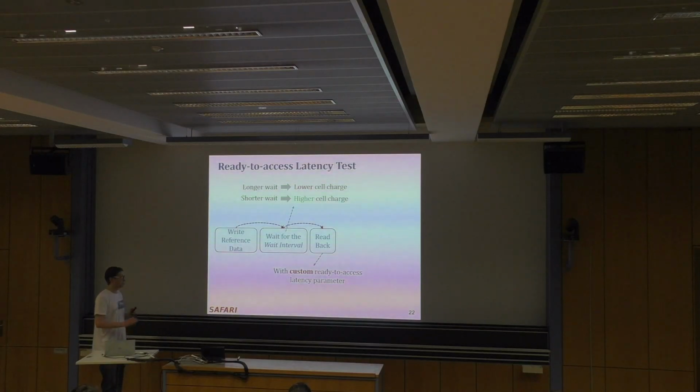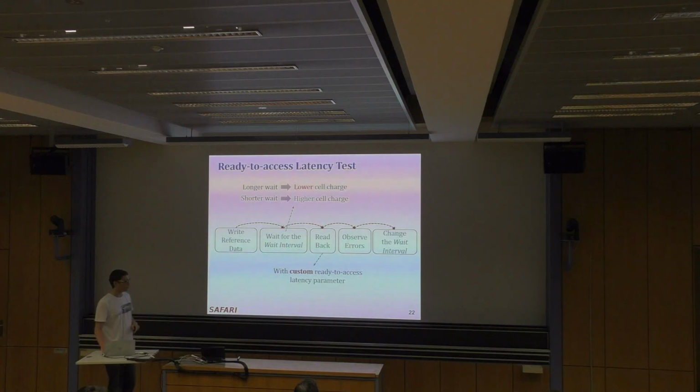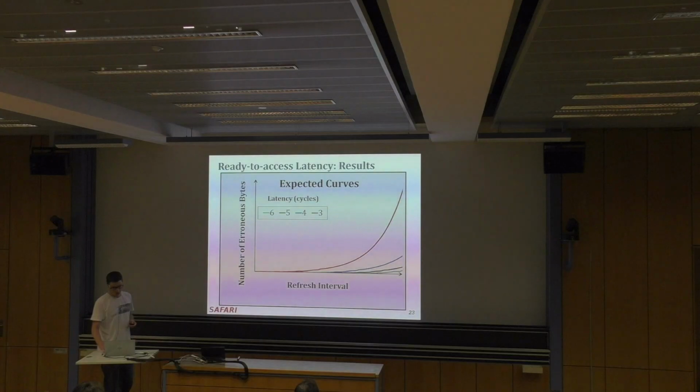So here, when we read back, we use a custom ready-to-access latency parameter, because what we expect is, if you have waited shorter here, where the cell will have high charge, you should be able to read with some reduced latency and still get the correct data, right? This is what we expect. And then the next step of the test is to check for errors, and then repeat this test with different wait intervals and also different ready-to-access latency parameters. Okay, and then this can be implemented with about 150 lines of code.